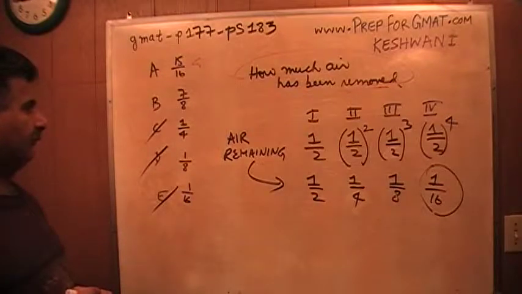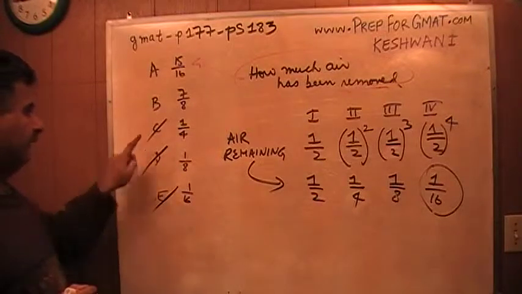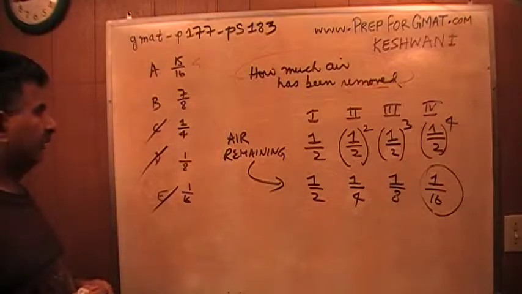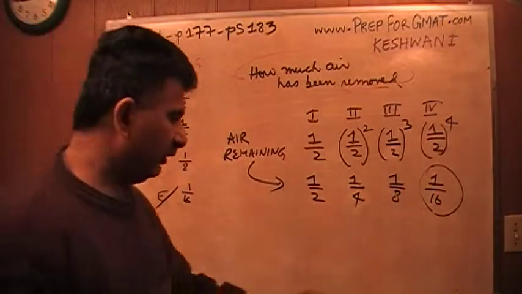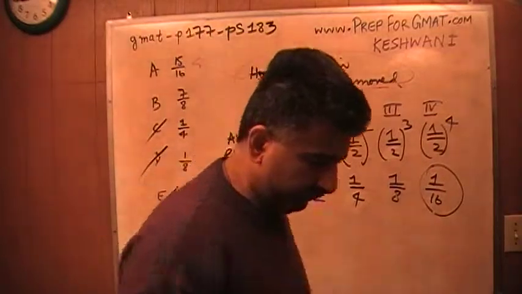A. That's all. C, D, and E make no sense. How much air has been removed? How can you say that 1/4 is removed? You're removing 1/2 only on the first stroke. Give me a second.